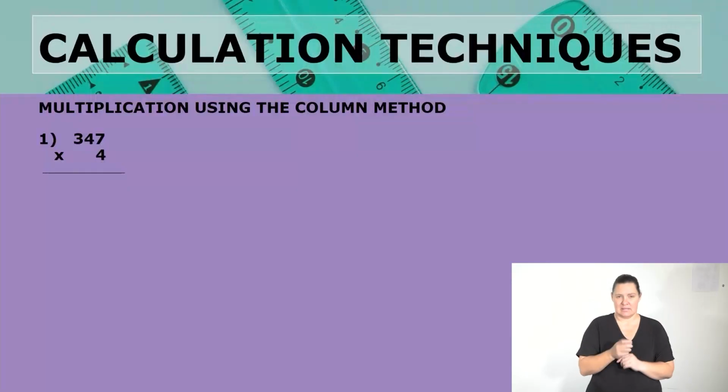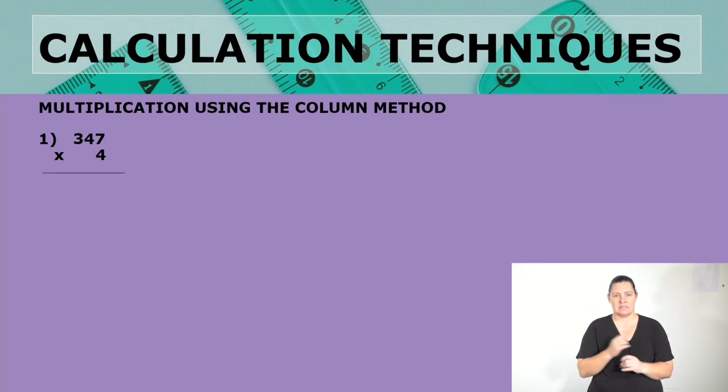So multiplication, we also use the column method in the same way, but now we are multiplying. We are going to multiply each place value with the number that we've been given to multiply. Remember to write the answer in the place value where it's supposed to be. So let's start with this one, 347 multiplied by 4.